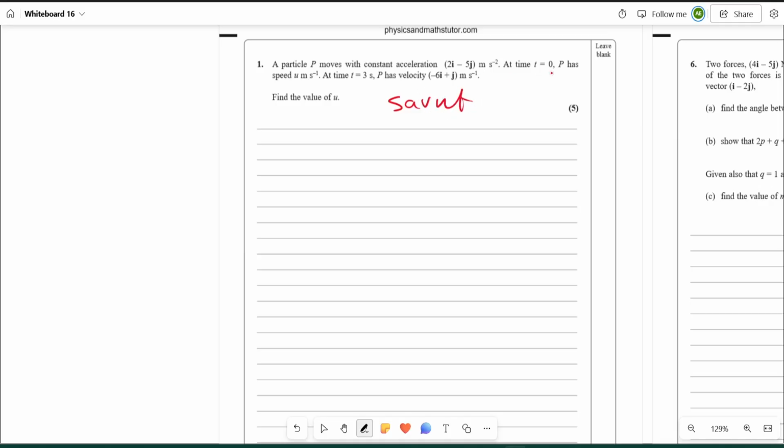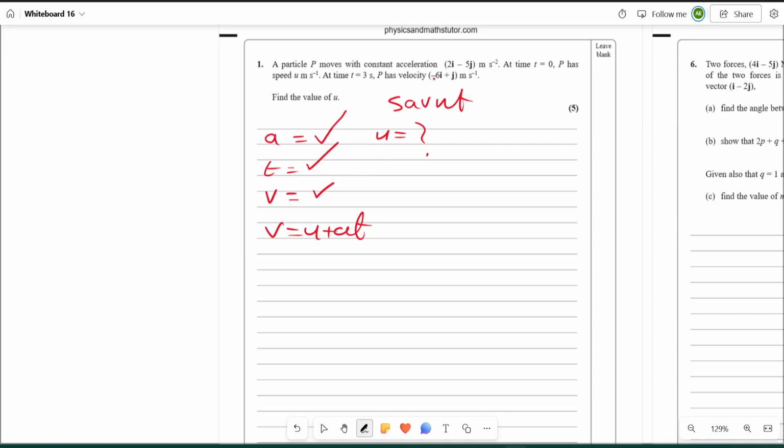At time t equals 0, P has a speed of u. At time t equals 3, P has a velocity of this. Find the value of u. Again, let's solve this using the kinematics way. My givens are acceleration. I have the time it took. I have my final velocity, v, and I need u. So again, which letter didn't I mention? Displacement. So I'm going to use v equals u plus at.